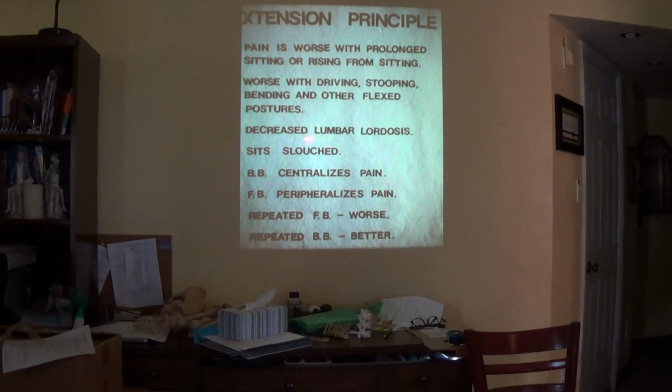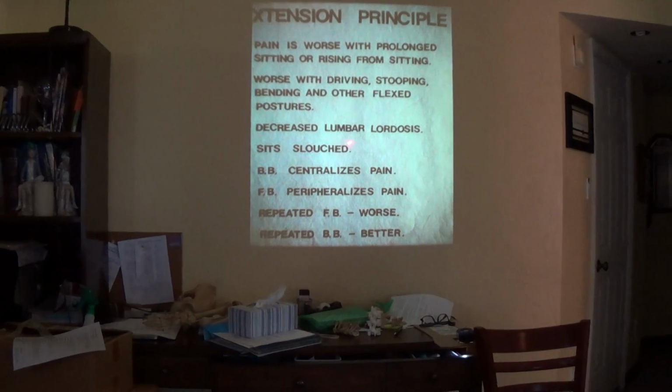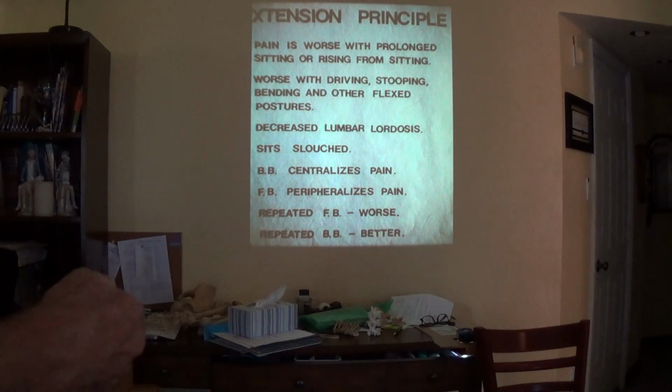They sit slouched. Everybody sits slouched, at least initially, to open the intervertebral frame and open the posterior parts of the vertebra to get some relief. Back bending generally centralizes these people's pain, and forward bending usually peripheralizes their pain. Now let's talk about the peripheralization of pain phenomena.